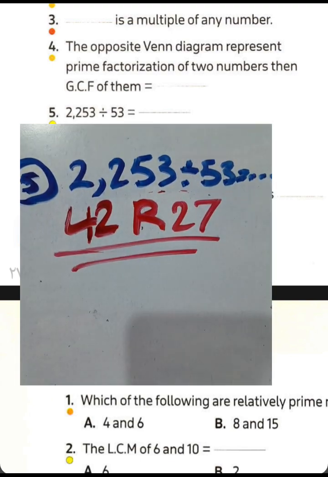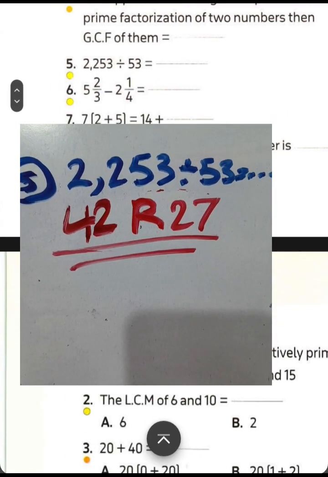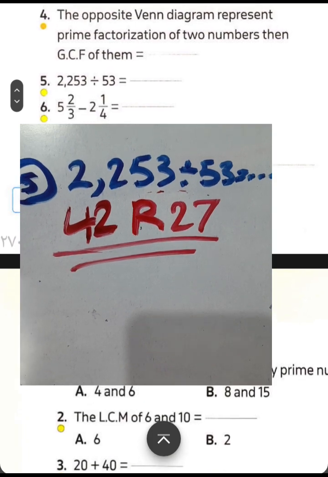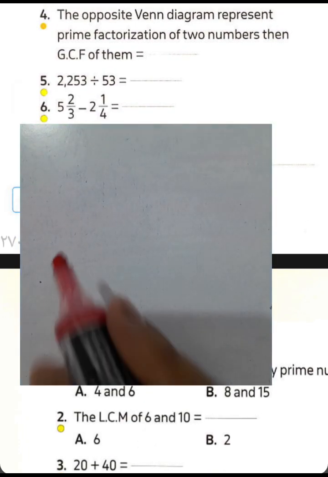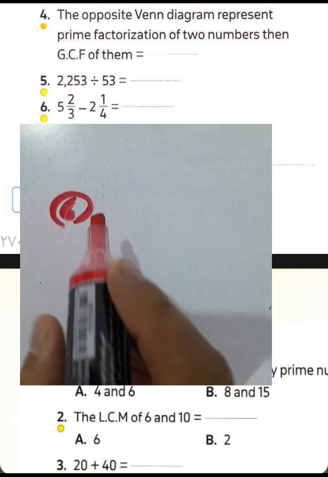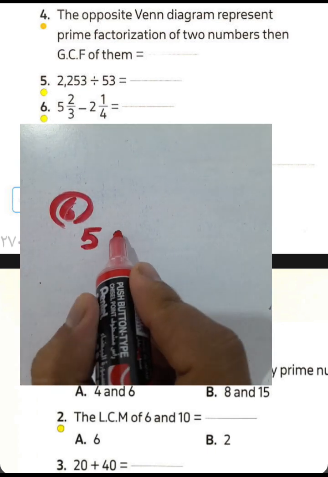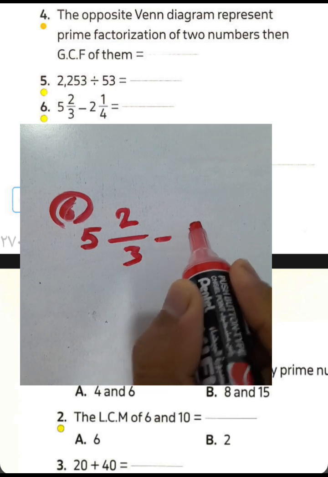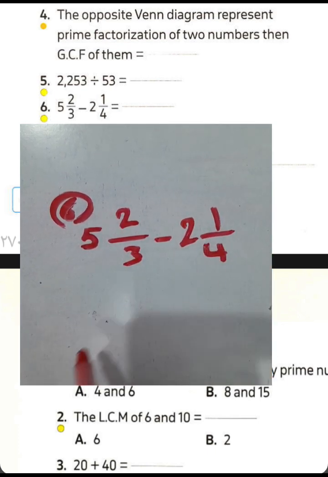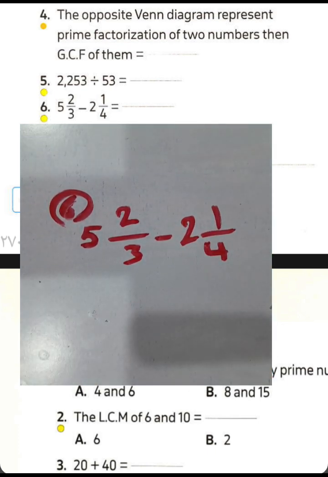Okay? Next question, question number 6. My students, pay attention to this example. 5 and 2 over 3 subtract 2 and 1 over 4. In this example, we find the least common multiple of the two denominators. 4 can't be divided by 3. Then the least common multiple will be 4 times 3 equals 12. Or you can use 8: 4 plus 4 equals 8.